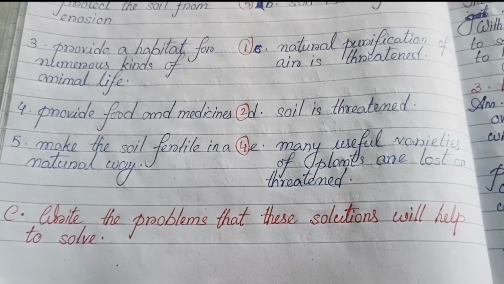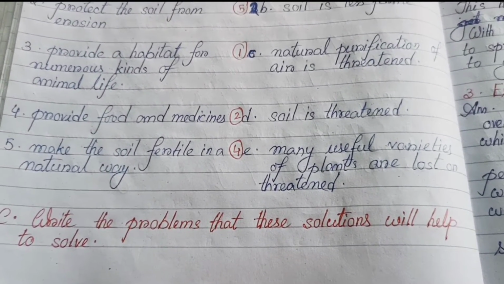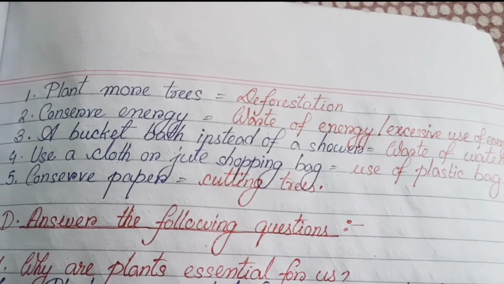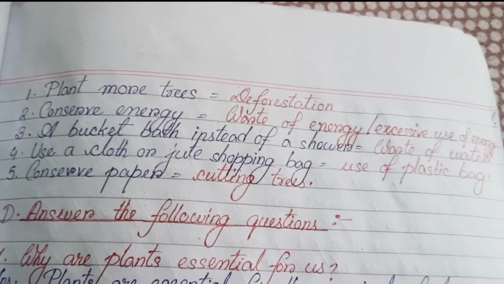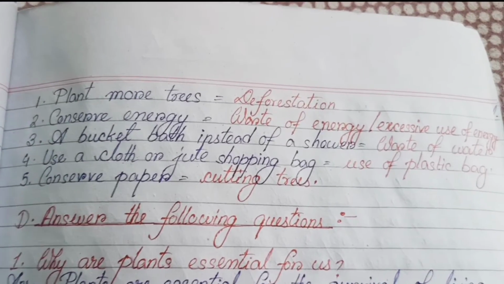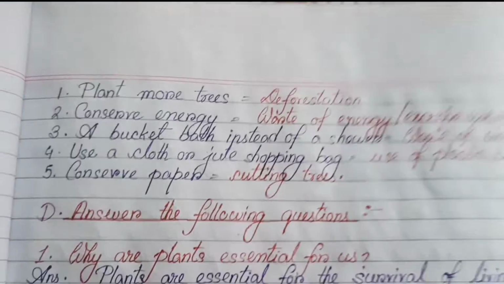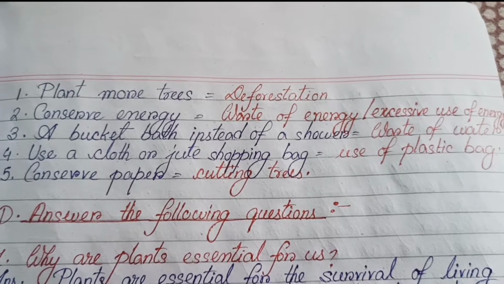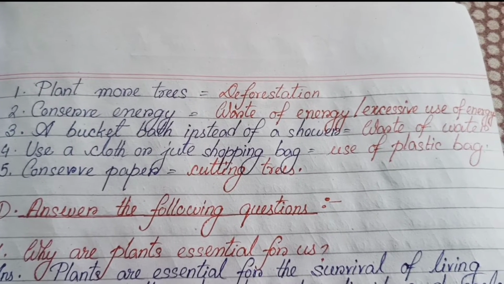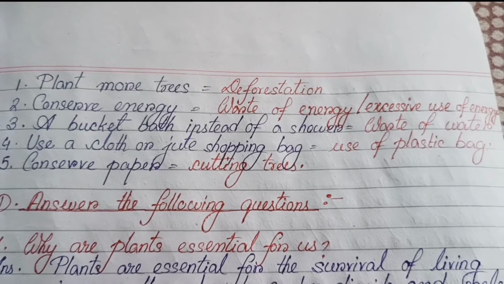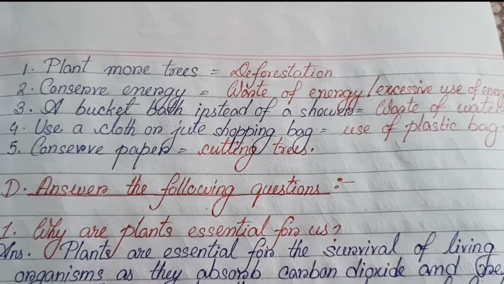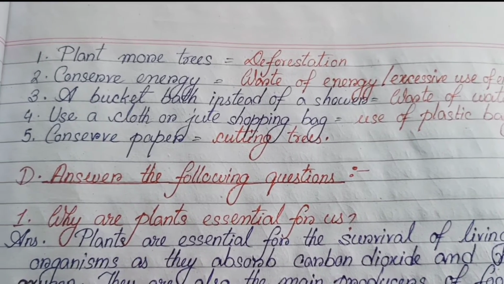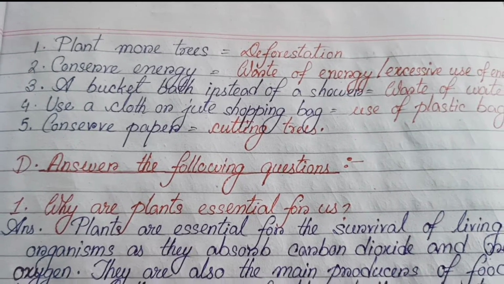Next, number C, write the problems that these solutions will help to solve. Number 1, plant more trees. The problem is deforestation. Number 2, conserve energy, waste of energy or excessive use of energy. Number 3, a bucket bath instead of a shower, waste of water. Number 4, use a cloth or jute shopping bag, use a plastic bag. Number 5, conserve paper, cutting trees.